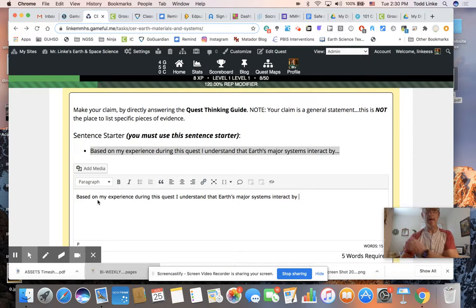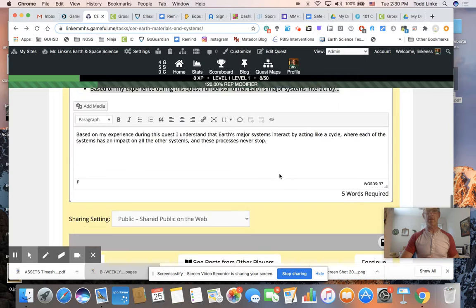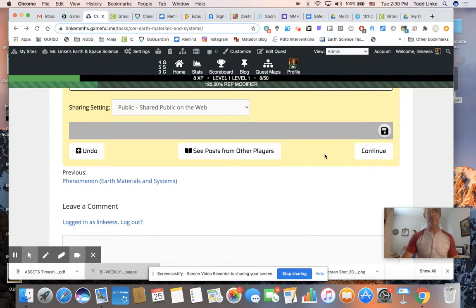I'm going to say that Earth's major systems interact by acting like a cycle where each of the systems has an impact on all the other systems, and these processes never stop. Okay, so it's just like a continuous cycle that never stops, and one system has impacts on the others. That's a general statement. There's no specific facts in there, and that's what you want for your claim.